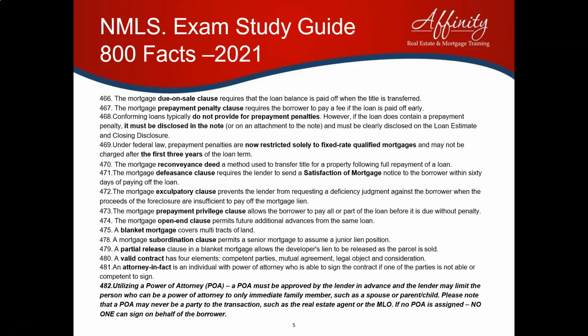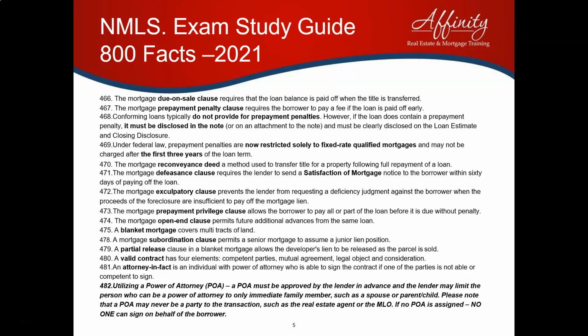The mortgage prepayment privilege clause allows the borrower to pay all or part of the loan before it is due without penalty. The mortgage open-end clause permits future additional advances from the same loan. A blanket mortgage covers multiple tracts of land. A mortgage subordination clause permits a senior mortgage to assume a junior lien position. A partial release clause in a blanket mortgage allows the developer's lien to be released as the parcel is sold.